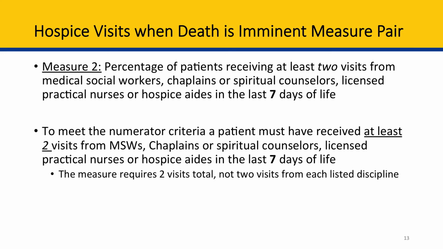To meet the numerator criteria, a patient must have received at least 2 visits from MSWs, chaplains or spiritual counselors, licensed practical nurses, or hospice aides in the last 7 days of life. Similar to Measure 1, to meet the numerator criteria for Measure 2, the patient does not have to receive a visit from each of the listed disciplines. For Measure 2, the patient only has to receive 2 visits total from any of the named disciplines to receive credit for the measure. This concludes our presentation on Section O, Service Utilization.